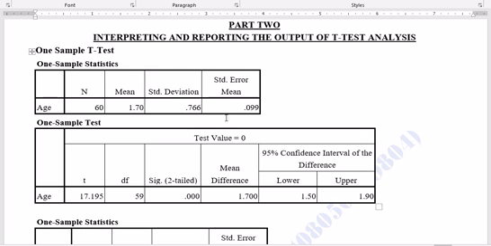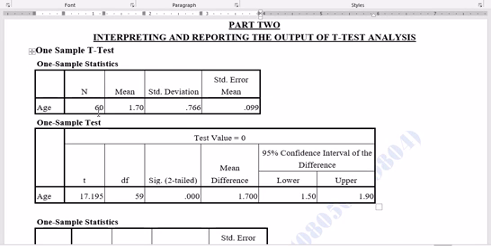Now, when you run it, this is what you will get. You will get these 3 tables of one sample t-test analysis. The first table you see here contains your descriptive statistics: the number of observations, N, the mean, the standard deviation, and the standard error.